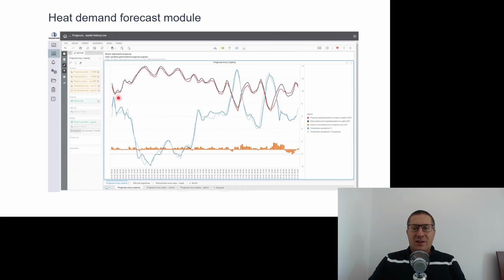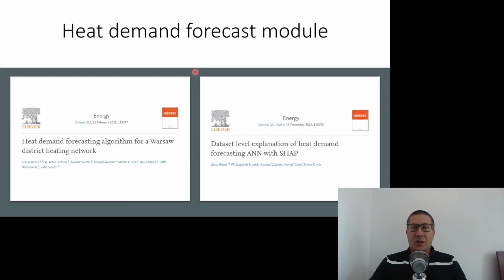In the black color here, you can see the real heat demand during the winter time. The red color is predicted heat demand. So those forecasts are quite accurate. This particular project was also a topic for three PhD theses. One of the PhD students is now a full PhD, so congratulations to Teresa.